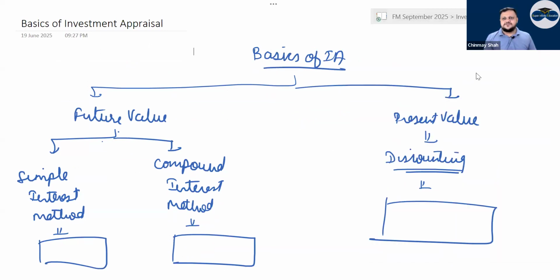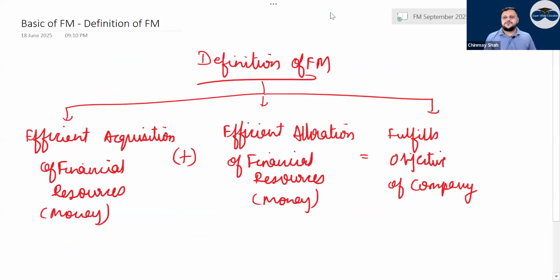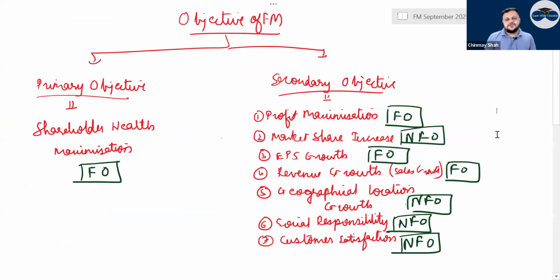Yesterday, I think we did this FM function part. Quickly, let's revise. Definition of FM, right? Efficient acquisition, efficient allocation to achieve what? Objective of company. Correct? Both the things working together for fulfilling objectives of the company. Then we went into objectives of FM. There is primary as well as what? Secondary objective. Primary objective is what? Profit maximization or shareholders wealth maximization.